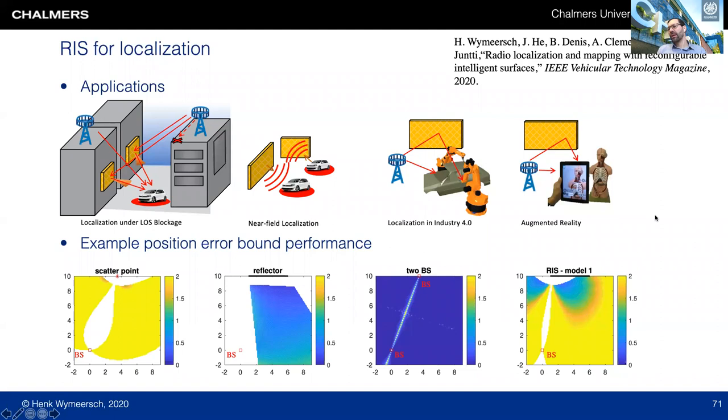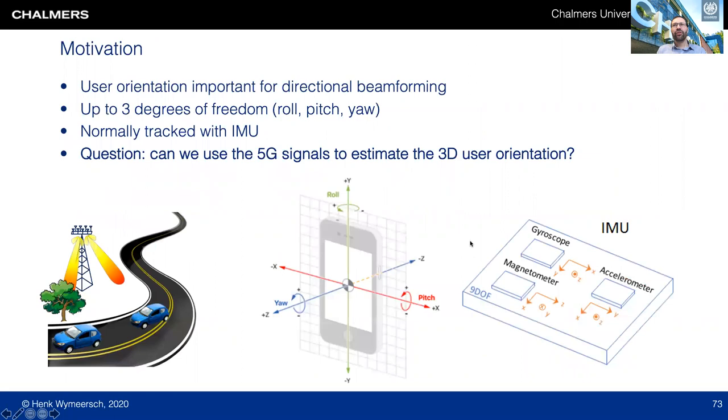All right, then I will move on to the last topic, which is 3D rotation estimation. This is also something that we're working on very recently. The orientation of the user is important, because the user itself may need to do beamforming and then track where the base station is in the frame of reference of the user.